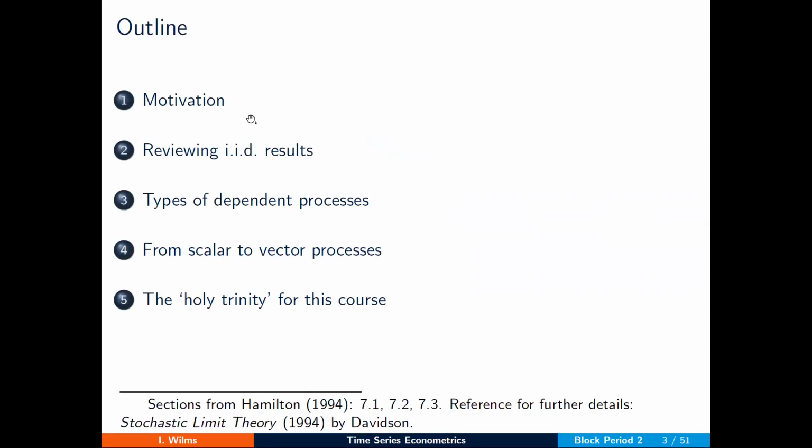We will start with a motivating example and review the cornerstones of the IID results that allow us to derive limiting distributions. We then continue with a discussion on several types of dependent processes. In the final part, we will focus on a first example to derive the limiting distribution in an easy model, where we will consider three crucial cases of dependency in the error terms.